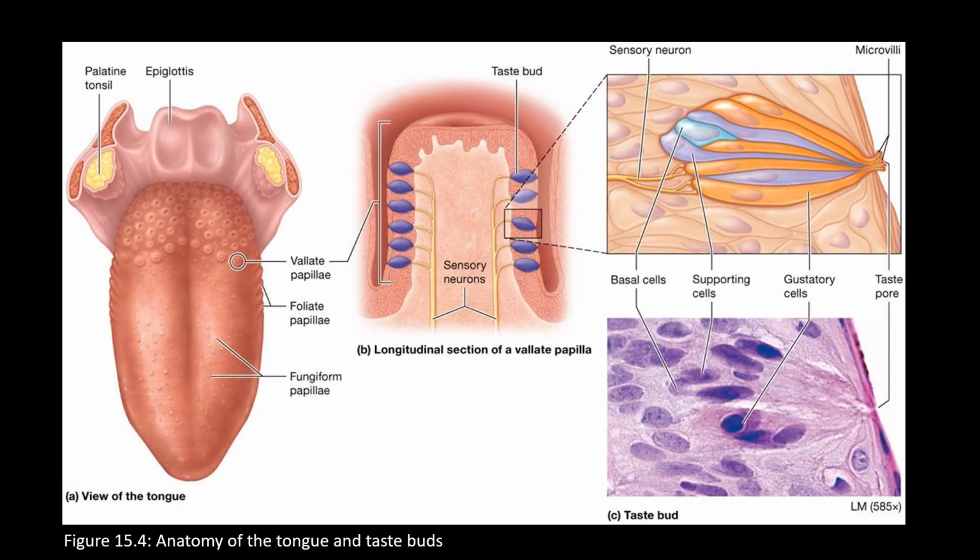And here you have a great image out of your book, the anatomy of the tongue and the taste buds. So you see various papillae here throughout the image. You have fungiform papillae that are shaped like mushrooms. You have vallate papillae, which you see is zoomed in right here, containing those taste buds, which would be located here. So these are those specialized sensory cells, which then send a signal through the sensory neuron.